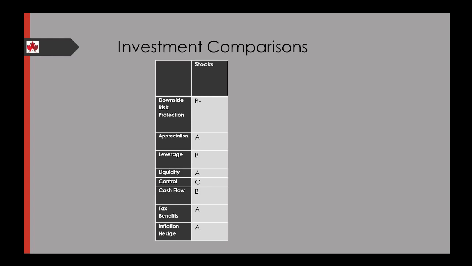Appreciation is an A. Stocks will, in the long run, outperform pretty much everything. Leverage is a B. You can use a margin account where you can borrow in order to purchase stocks. But if you go to your bank and you say, hey, I want to buy some mutual funds, they're not going to let you use those as collateral for a loan. Interestingly enough, they will lend you money at RRSP time for an RRSP, but not if you're doing it in a non-registered account.